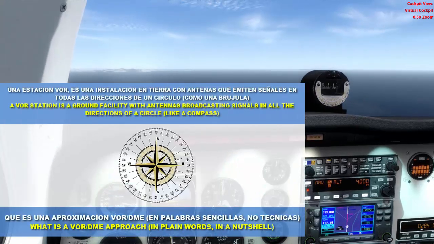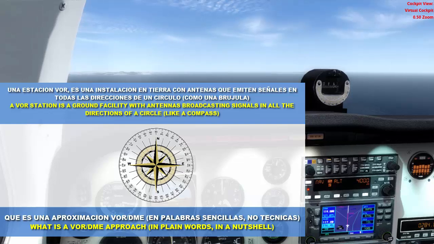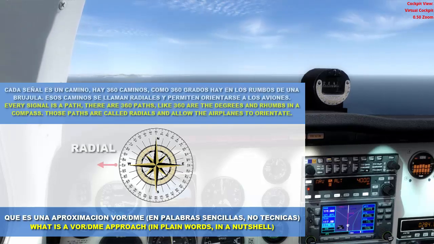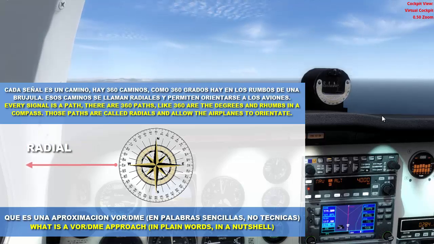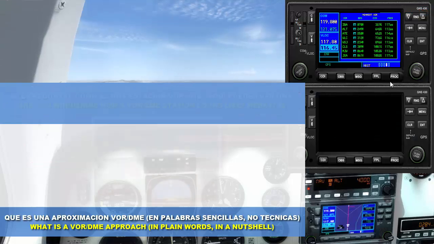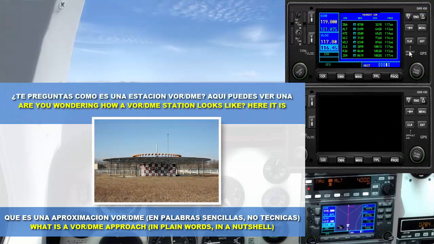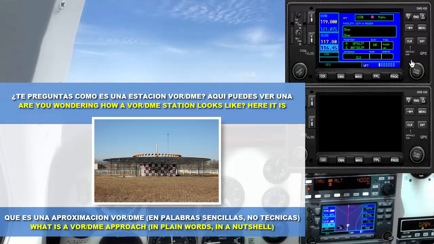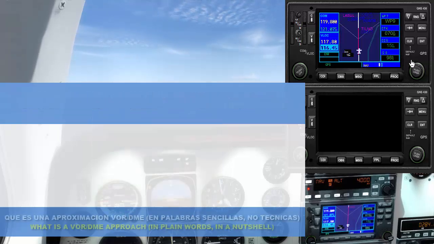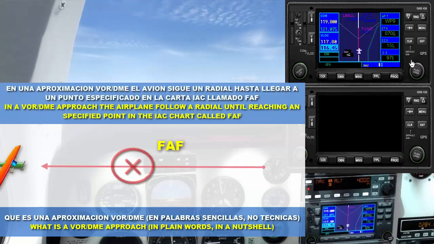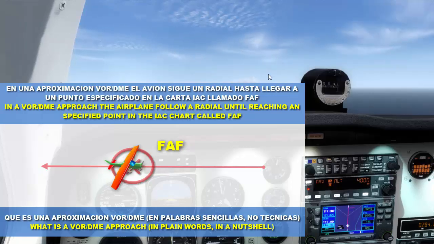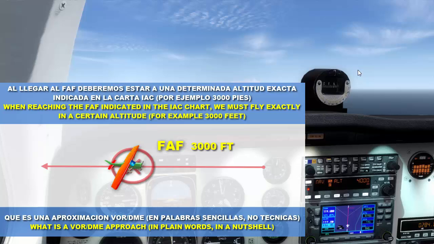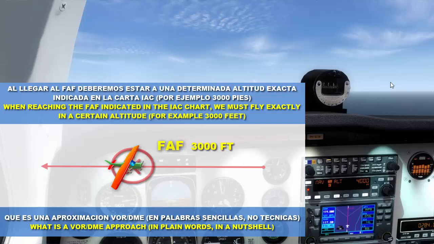And right now I will show you what a VOR DME approach is very fast. A VOR station on the ground is a facility with antennas that is broadcasting magnetic bearings, like a compass placed over the ground, okay? And by the way, that picture is a VOR DME station if you have never seen one, okay? So the goal here is to reach a certain point called the FAF, final approach fix, okay? And you must stay at that point at a certain altitude, for example 3,000 feet.